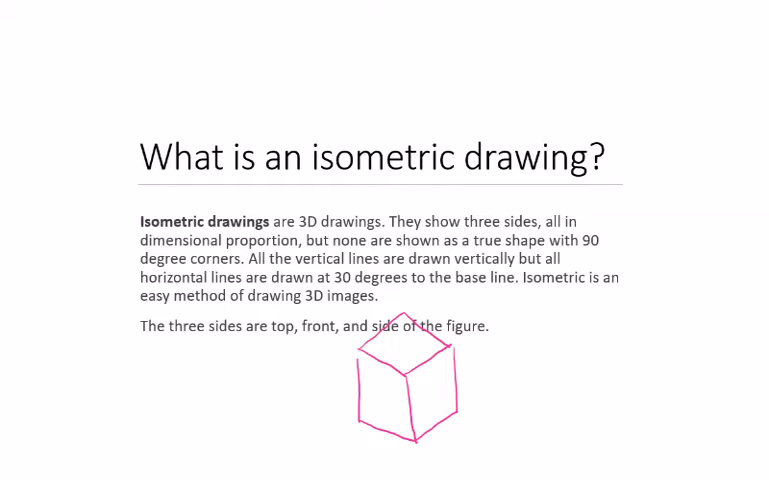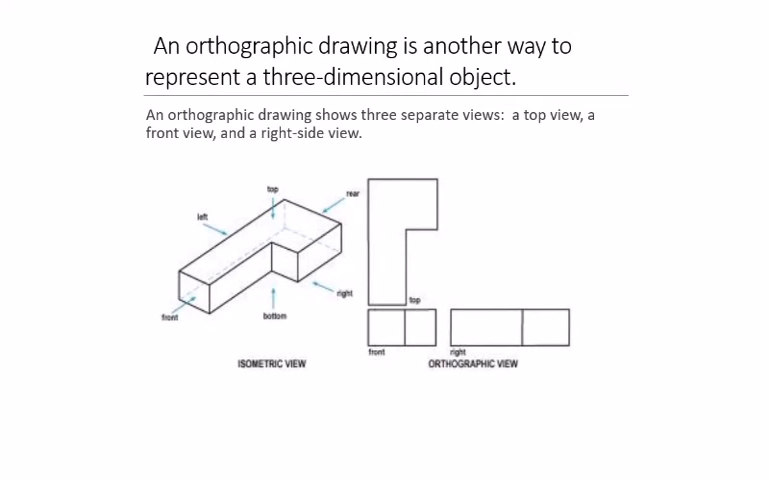Now, you can't see all the sides in an isometric drawing. You can only see the top, the front, and the side. You can't see the bottom or the back of the figures. And so here you see an isometric drawing, and here you can see the dotted lines that show the back if you need to see the back or the bottom or things like that.